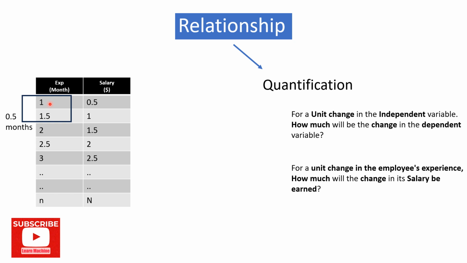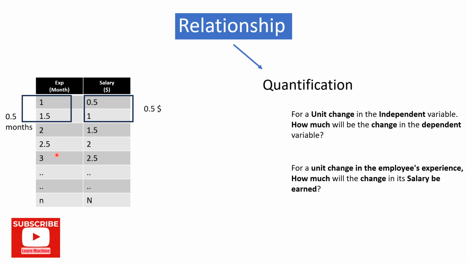Now, when I do a unit change in experience, that is 1.5 minus 1, that is 0.5 months, I observe that my salary is also getting changed by the same unit, that is $0.5. It's not a realistic case, but for simplicity and understanding, it's a very simple rate of change I'm giving you at the moment. So if I change 0.5 months, my salary will also get incremented by $0.5.